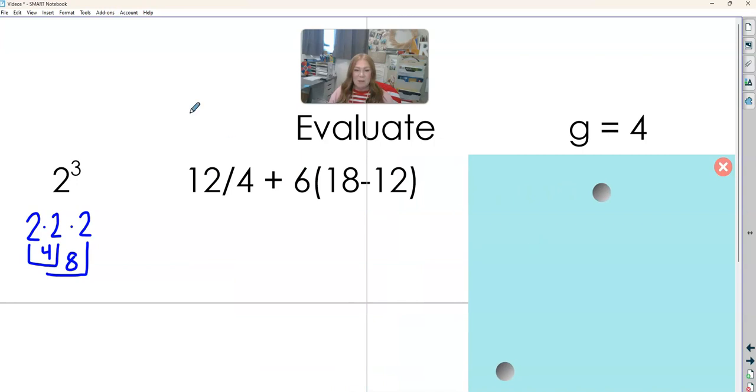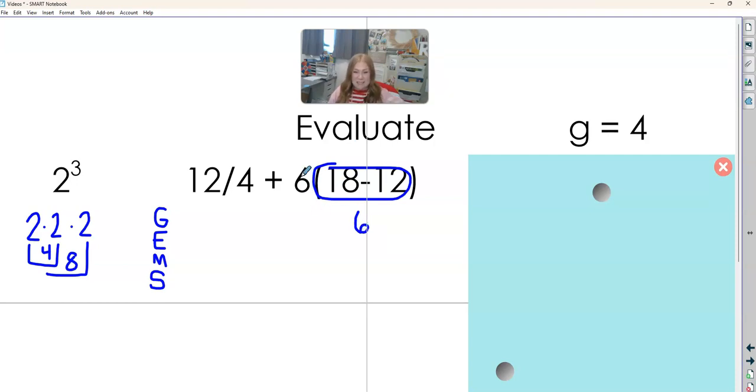All right, our next problem, we have 12 divided by 4 plus 6 groups of 18 minus 12. So we have more than one step we need to take, so we want to be sure to follow our order of operation rules. So first we're going to look for those groups. So it says do this first. So we have 18 minus 12. I'm circling the step I'm on, writing my answer below, bringing everything down. I do that, I expect you to do that. So 18 minus 12 is 6, and I'm bringing this down.